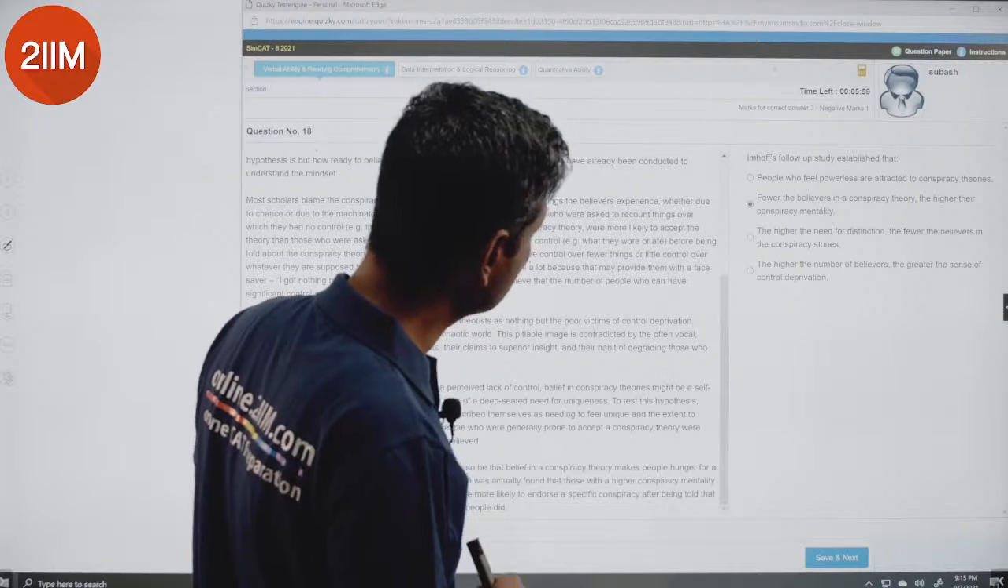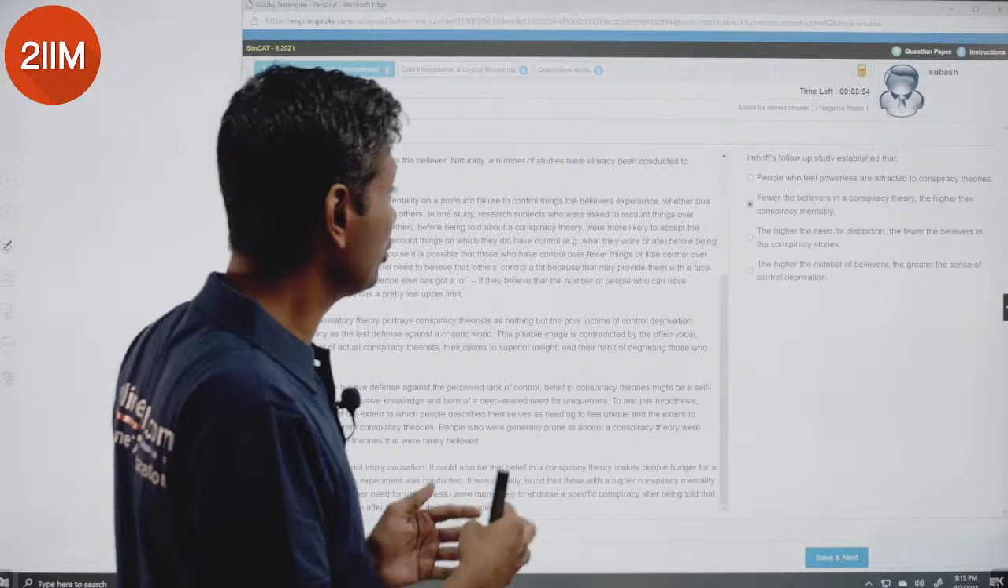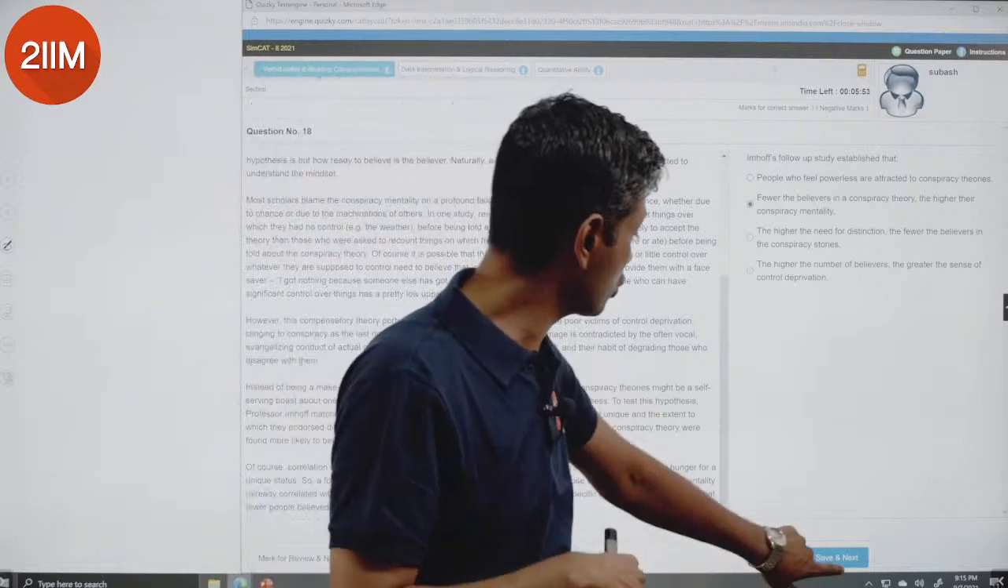The higher the number of believers, the greater the sense of control deprivation. It's not about control deprivation. I need to feel unique. There are fewer here, so I feel reinforced about my uniqueness.